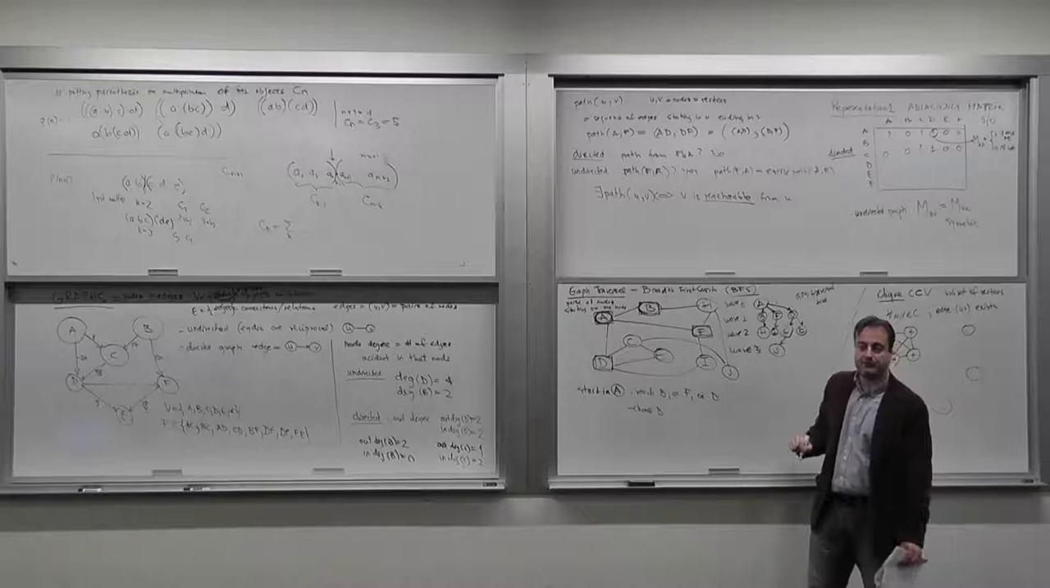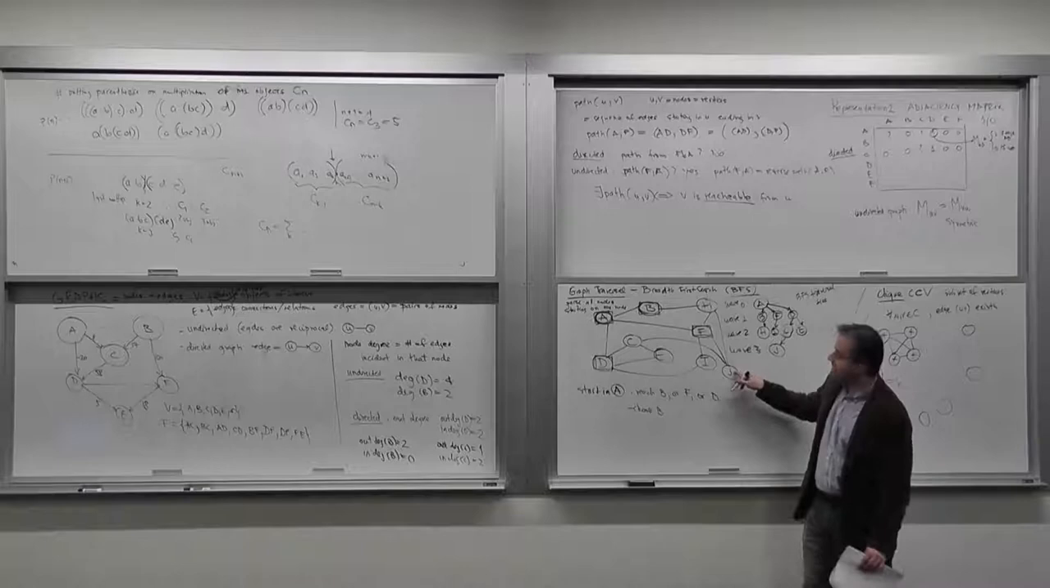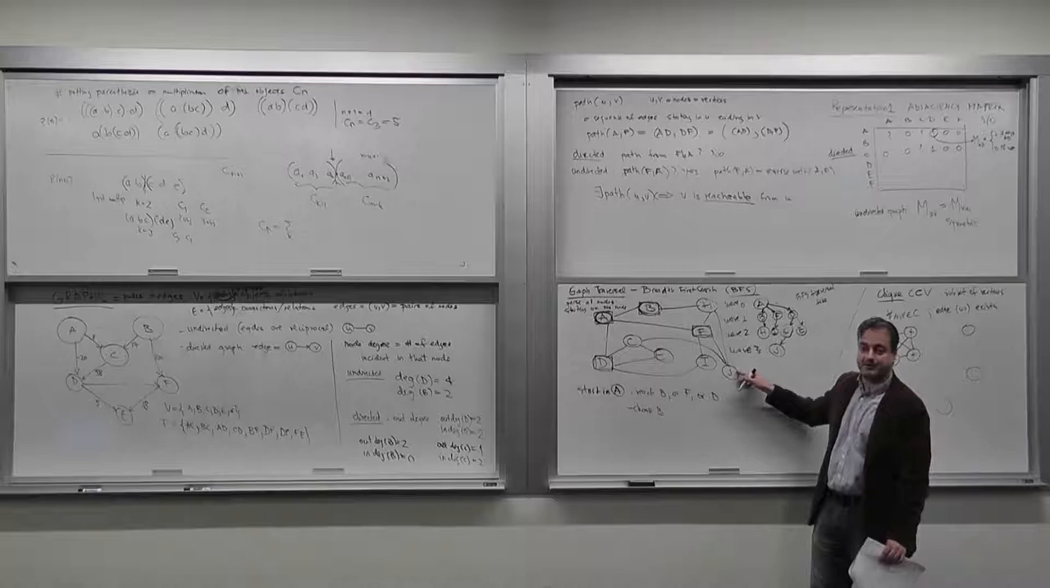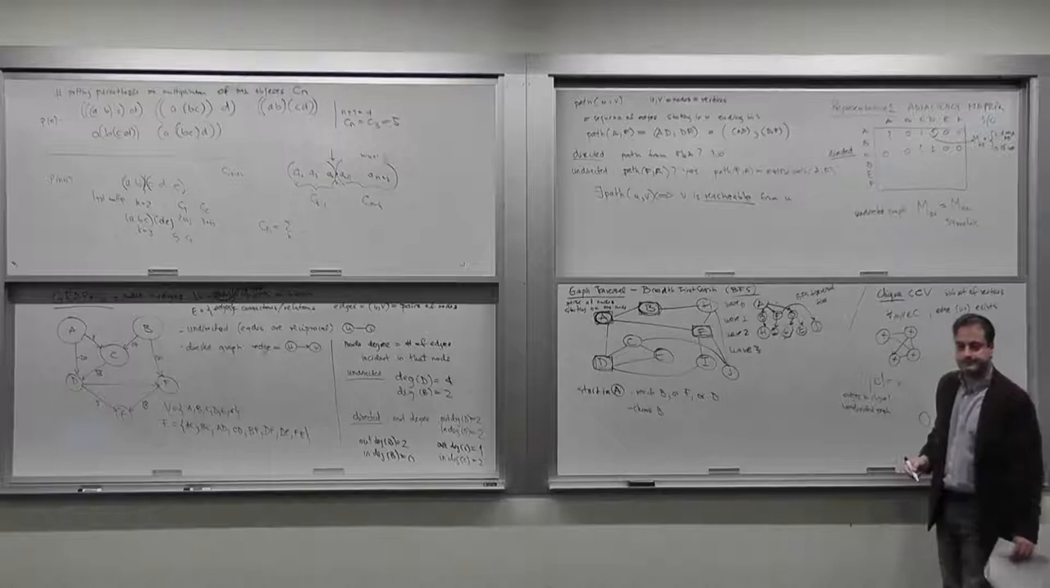What if there is an edge F to J? Now J is not in wave 3 anymore, although it's reachable in three steps, because it's also reachable in two steps from F. So if that's the case, J wouldn't be here. J would be here and would be reachable from F. Okay? Who's with me?